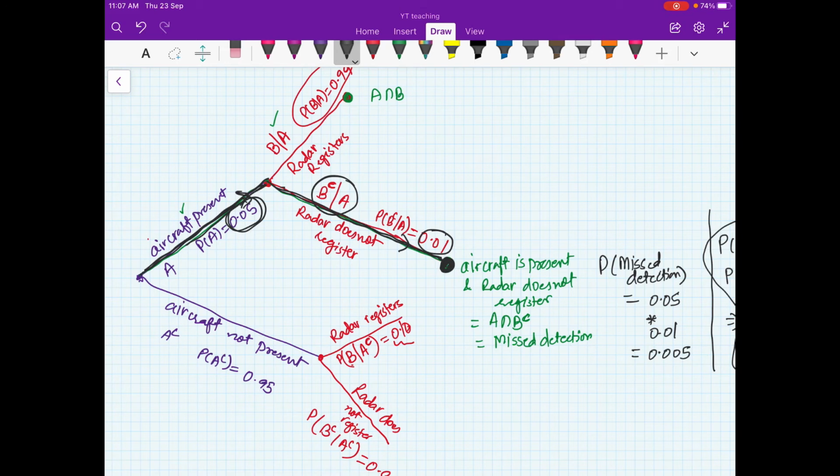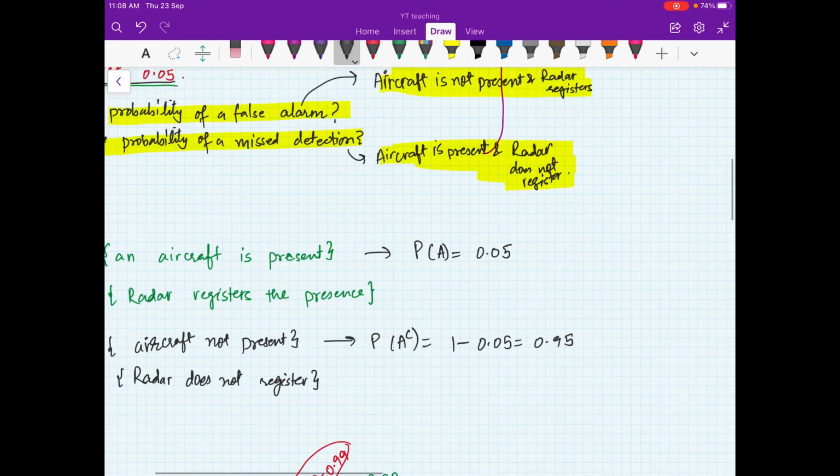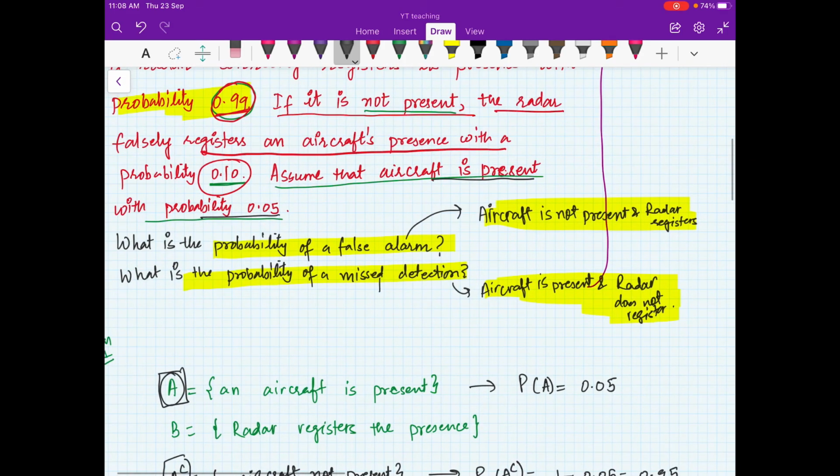So we will just trace its path. This is your route. Because this is the place from where we start. So we will just trace the path, and we will note all the probabilities along the path, and we will just multiply them. Okay. Now, the answer to this question, what is the probability of a missed detection, is 0.005.